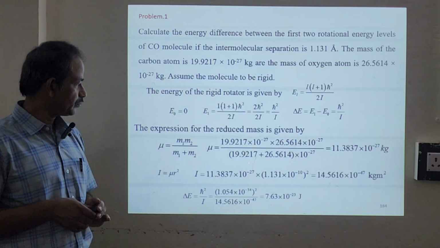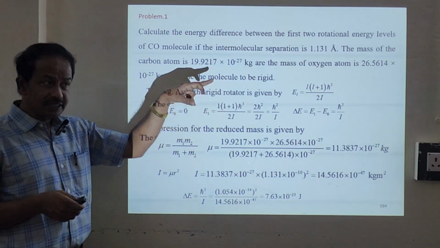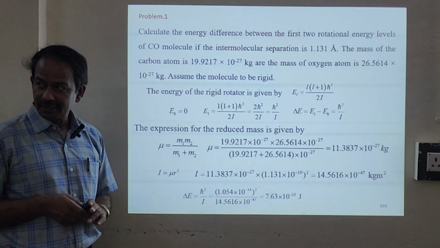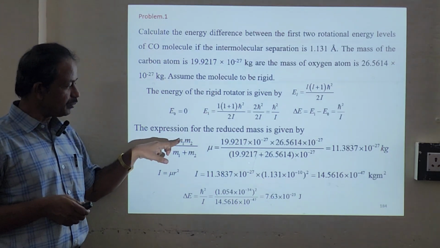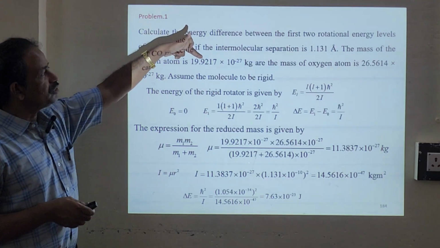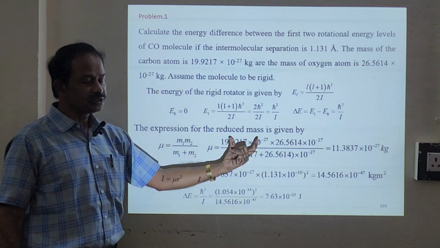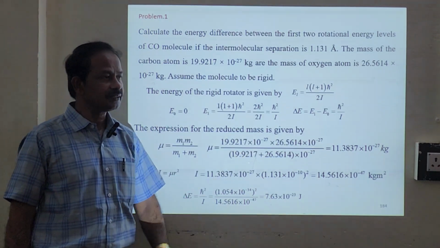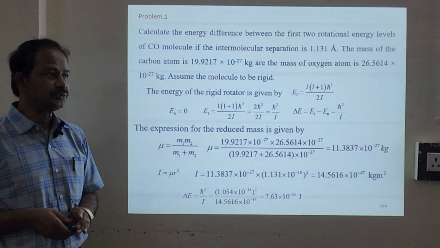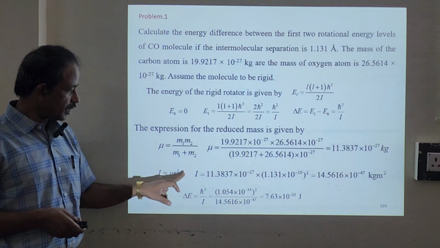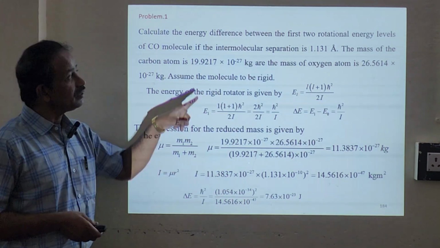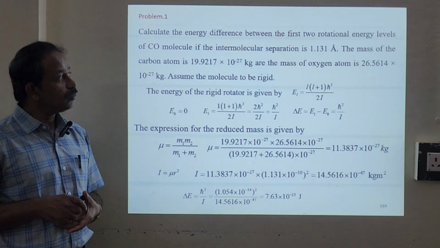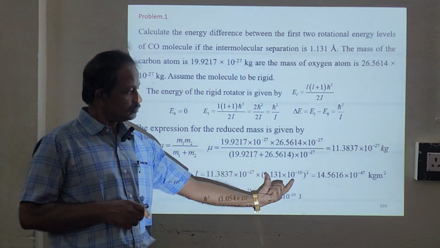Here I is the moment of inertia. So del E equals h bar squared by I. We know I equals mu r squared. Mu is given by m1 m2 divided by m1 plus m2. m1 is here, m2 is there. You substitute for m1 and m2 and simplify, and you will get the value for the reduced mass mu. And of course I equals mu r squared, so mu multiplied by r squared. r is given as the intermolecular separation, 1.131 angstrom.